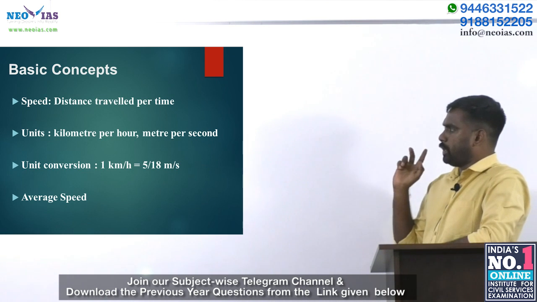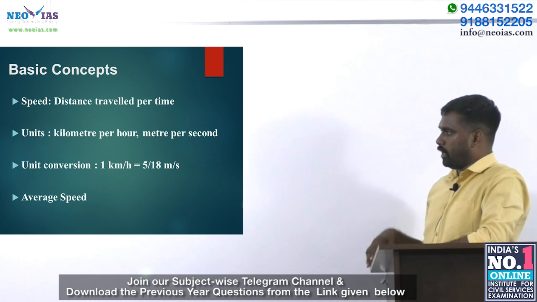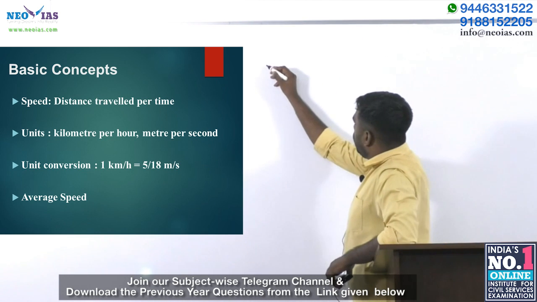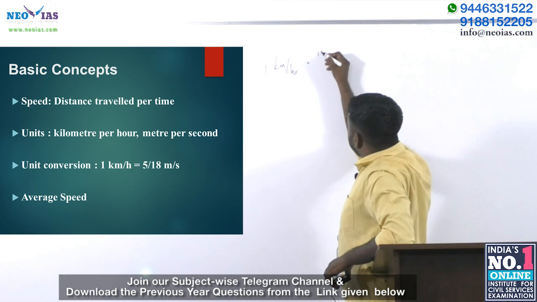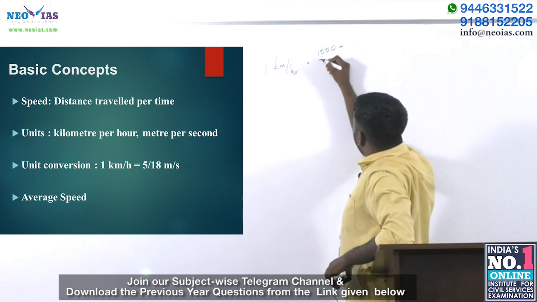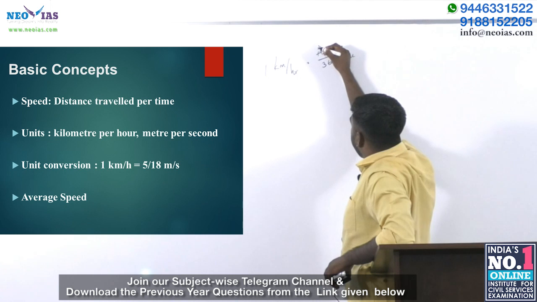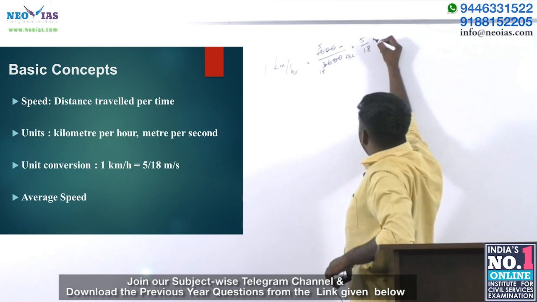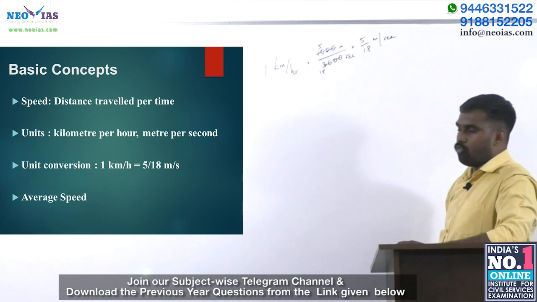And what are the units of speed? Kilometer per hour or meter per second, and the conversion of the unit: 1 kilometer per hour equals 5 by 18 meter per second. Why? 1 kilometer per hour means 1000 meter per 3600 seconds, right. So cancelling, we will get 5 by 18 meter per second. That is the idea behind that conversion.